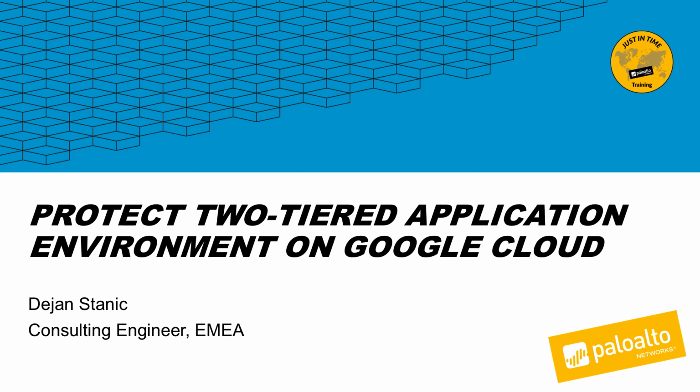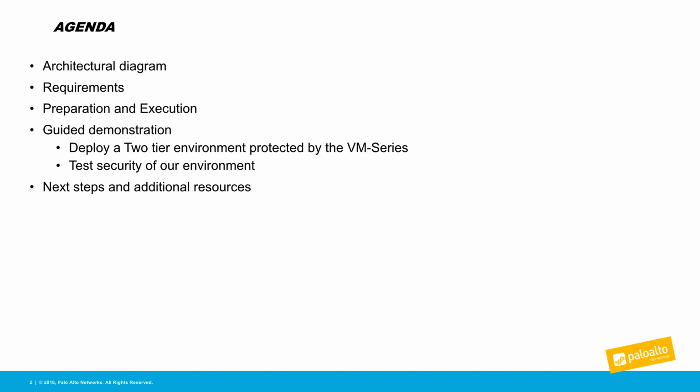My name is Dejan Stanic and today I will be guiding you through the deployment of a two-tier application environment on Google Cloud. Just before we start, let's have a brief overview of today's agenda. First, we will go through the architectural diagram, then we will go through the requirements, and after that we will look into what we need to have in place in order to be able to run a deployment that is going to be automated with Google Deployment Manager.